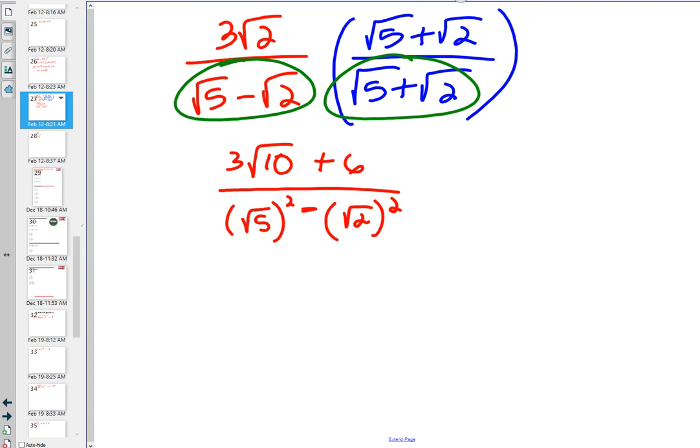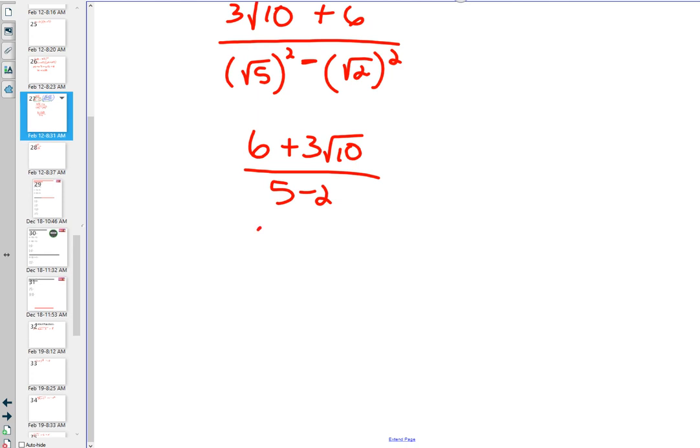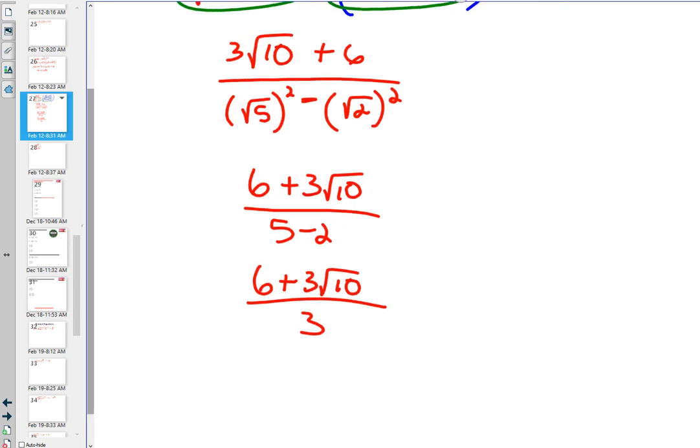This isn't as strict as with complex numbers, where you have to write the real and then the imaginary. But typically when you have a rational and an irrational, you write the rational first. So I just switch the 6 to the front. This becomes now just 5 minus 2. Finito.